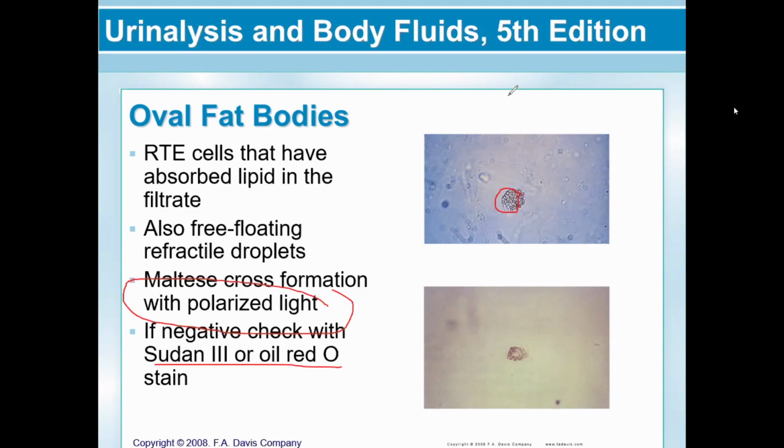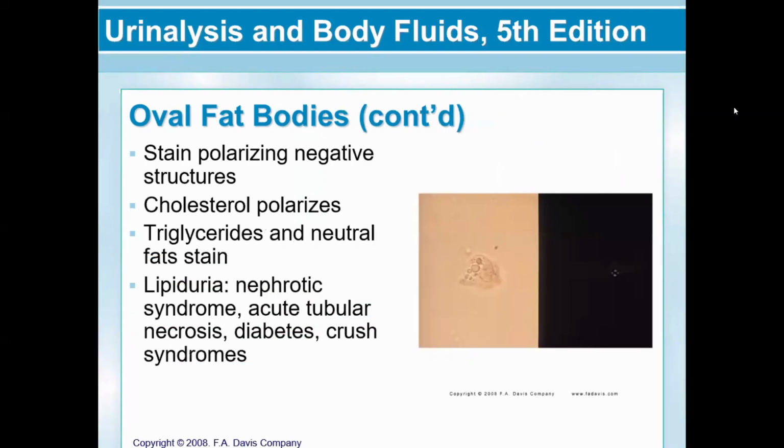Okay? So, where do we often see this? But before that, let's look at this first. They stain, but they are polarizing negative structures, your triglycerides and neutral fats. Again, for cholesterol, this is the Maltese cross formation. Do you see that? It looks like a cross. The polarized effect is at the edges, forming a cross-like image.